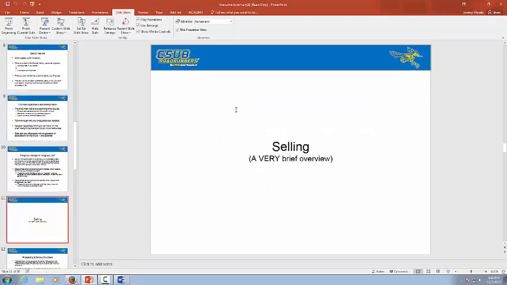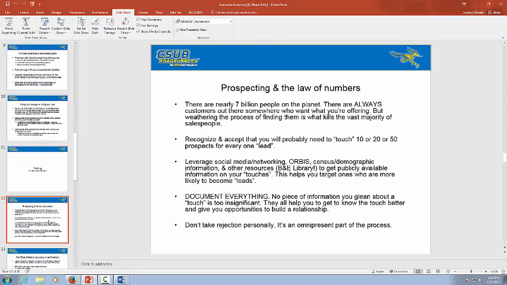Selling. I've got a very brief overview of selling here. I've talked a little bit about these same concepts at the beginning of the year when I talked about networking and your career plans. But again, there's probably over 7 billion people on the planet at this point, and there's always customers out there somewhere who want whatever it is that you're offering. Weathering the process of finding them is what kills the vast majority of salespeople.